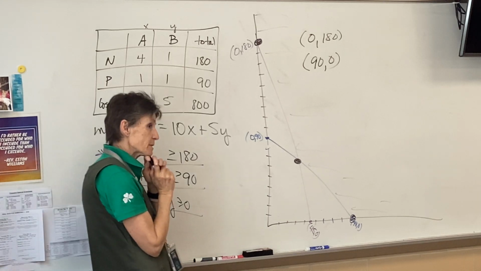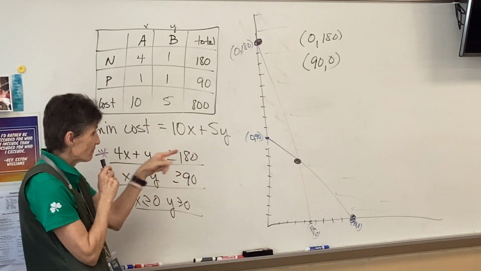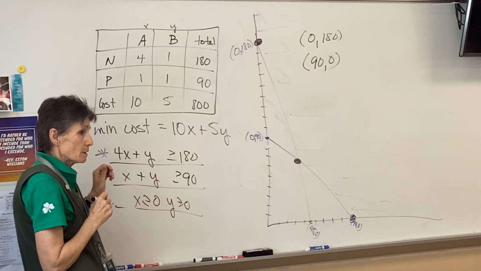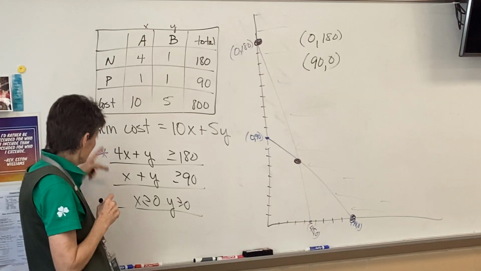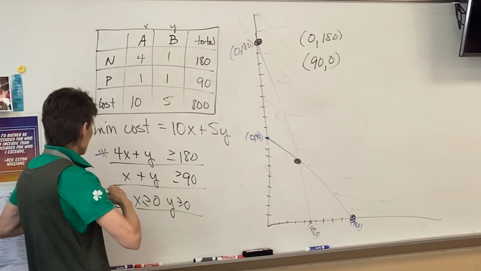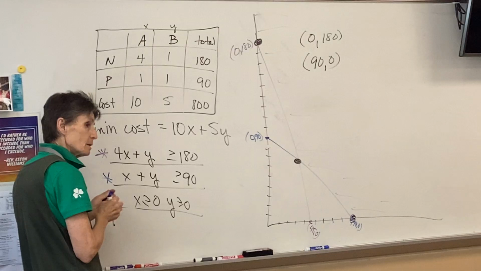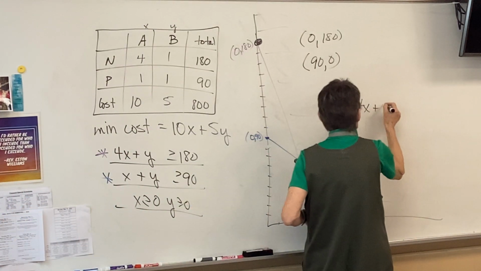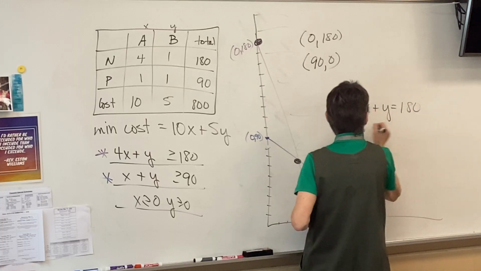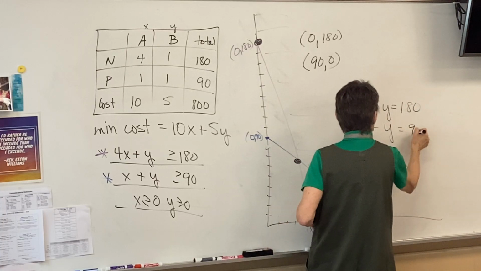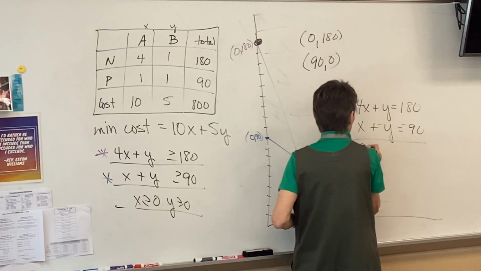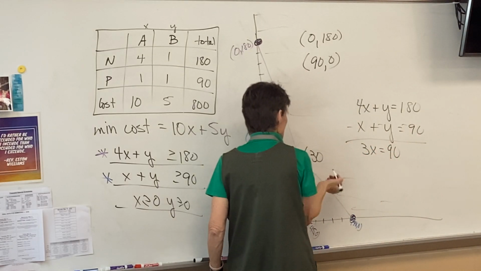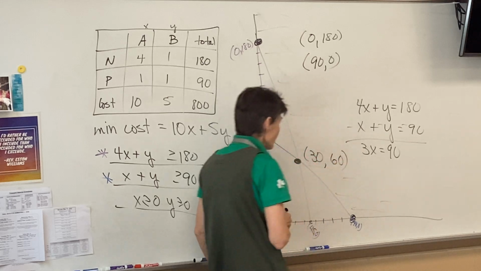If we don't want to just guess from our picture, how do we find that point right there, that missing one? We intersect blue and purple. So 4x plus y, x plus y. Did you get 30 and 60 for that guy?